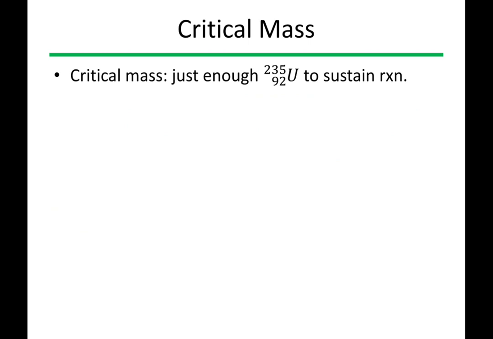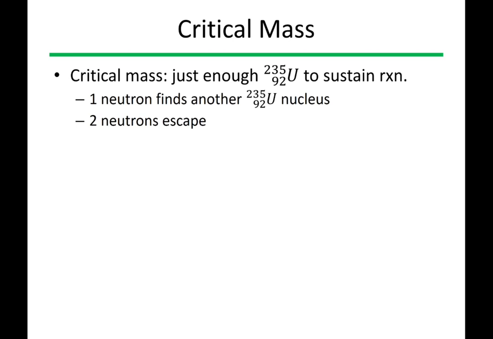There are a few different cases we have for this. So if we have critical mass, that means we have just enough of this uranium-235 that this reaction will sustain at its current pace. So this means that one of these neutrons has to be able to find and react with another uranium-235 nucleus, while 2 more from that reaction are allowed to just escape.